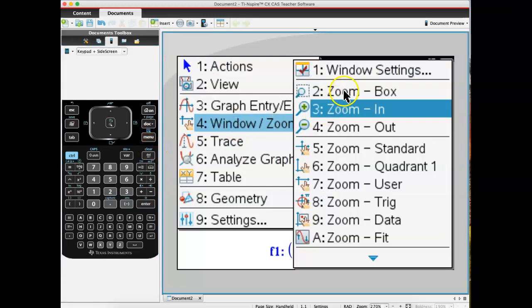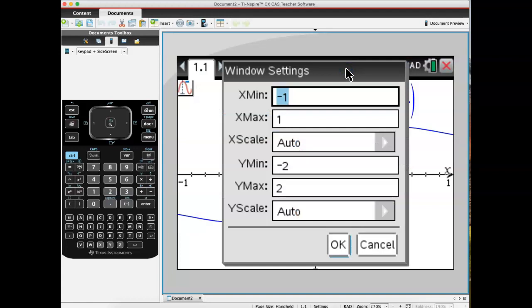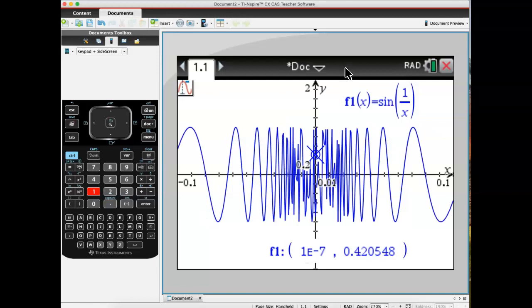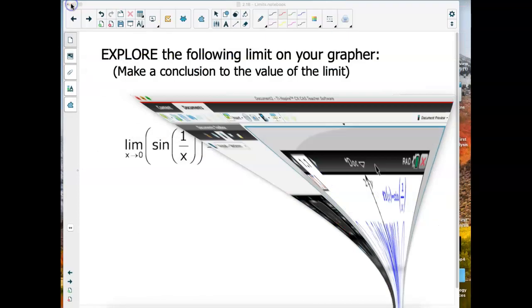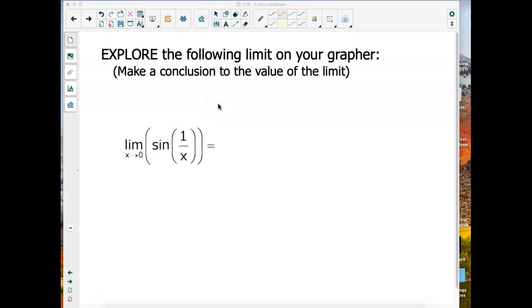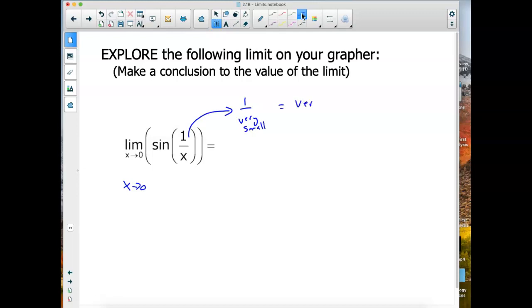I could take my window settings and go from negative 0.1 to 0.1, and really zoom in, and all I see is more stuff going on. What in the heck is going on here? Well, here's what's going on. As x goes to 0, it never gets to 0. So think about this. What is 1 divided by very small? 1 divided by very small is very big, right? Just like 1 divided by very big is 0, 1 divided by very small is very big.